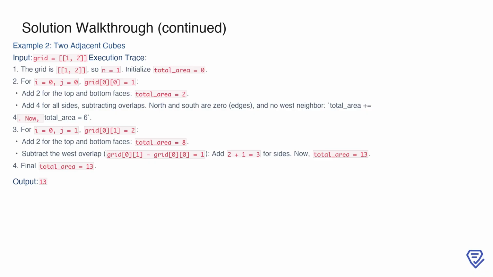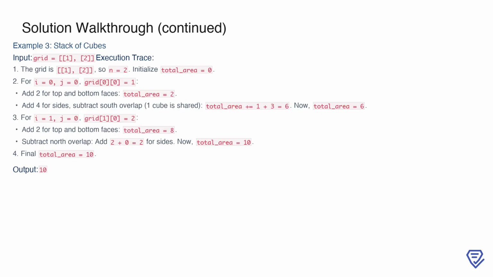Specifically, the overlap is equal to the smaller of the 2 cube heights, which is 1. We subtract this overlap and add the remaining exposed sides. The updated total surface area becomes 13. Thus, the final output for this grid is 13. Finally, let's examine an example with cubes stacked vertically.